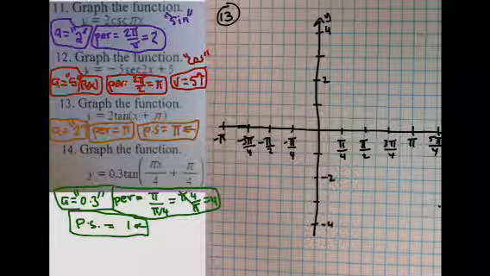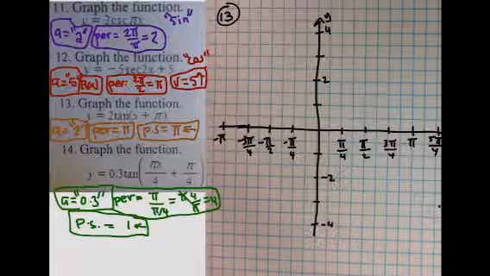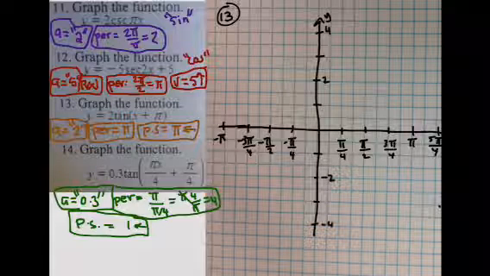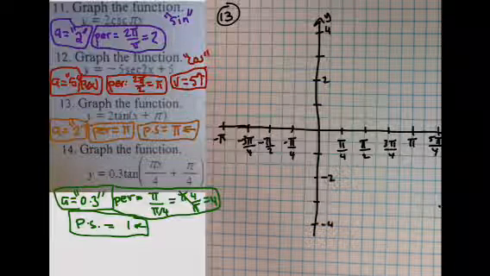Alright, for number 13, it's a tangent graph, so the A value is 2. Remember, it's not an amplitude, it's just the A value. It tells you the vertical stretch or compression of the graph. Period is pi, because it's pi over 1. B is 1 in this case. And phase shift is pi to the left. So it's going to move pi units to the left.